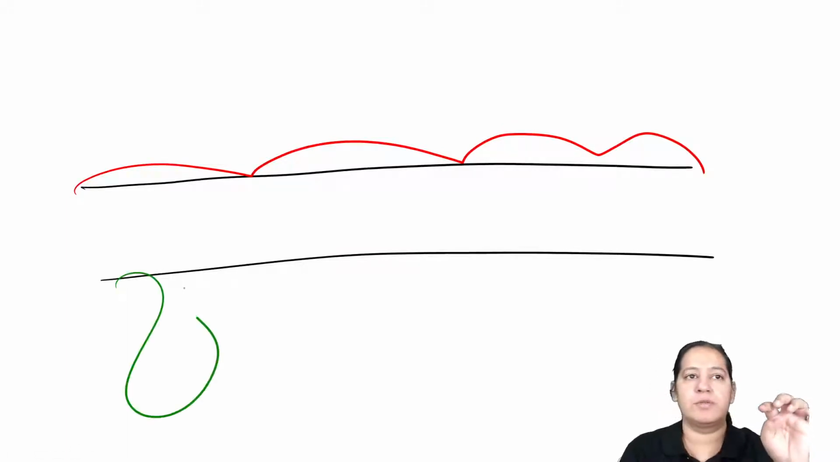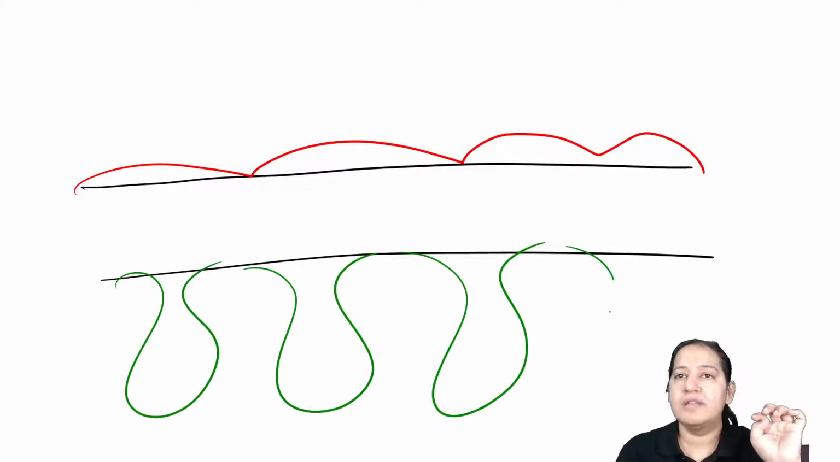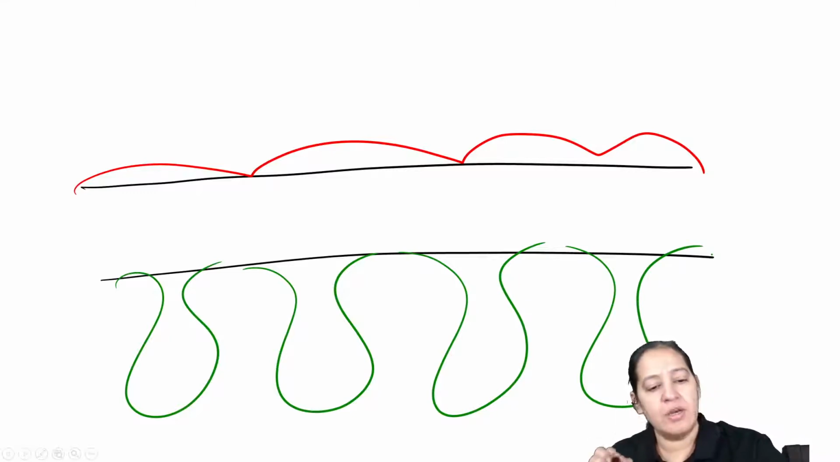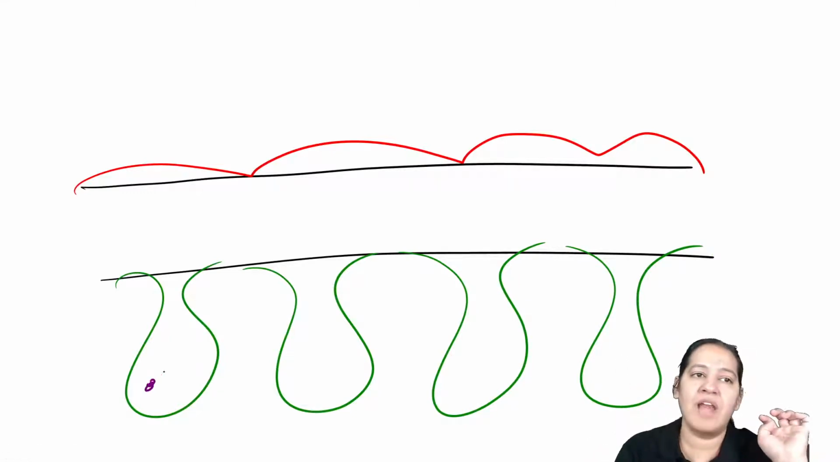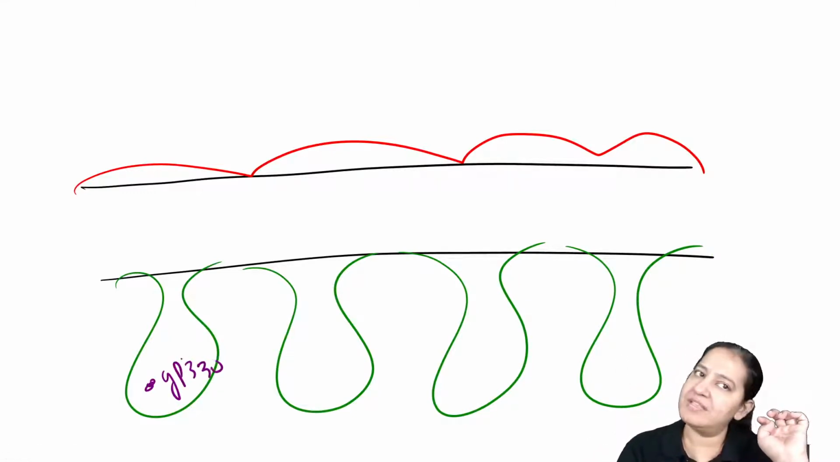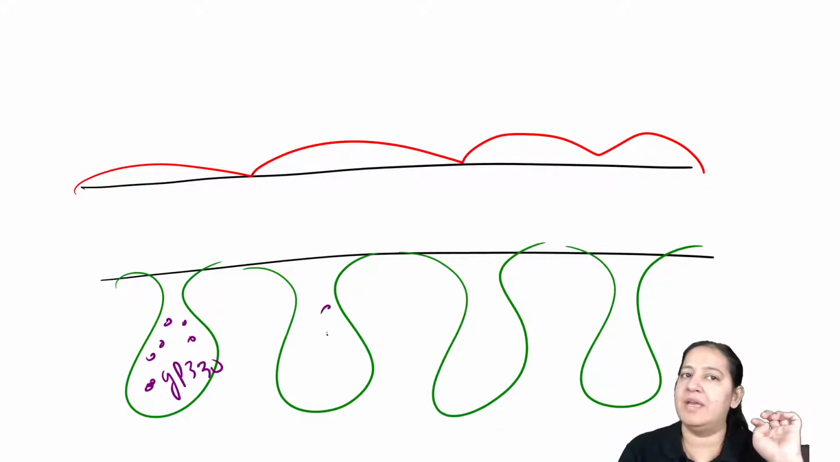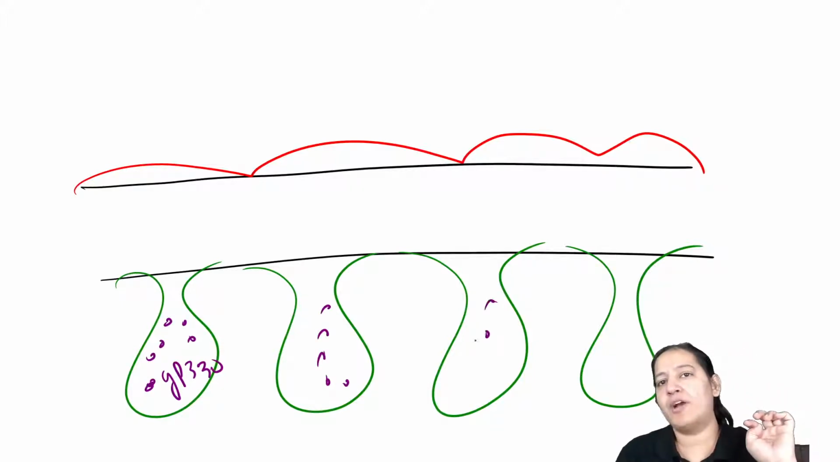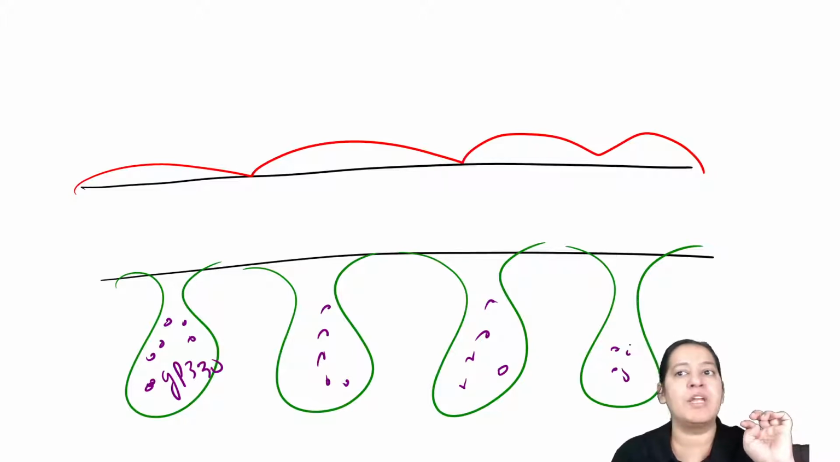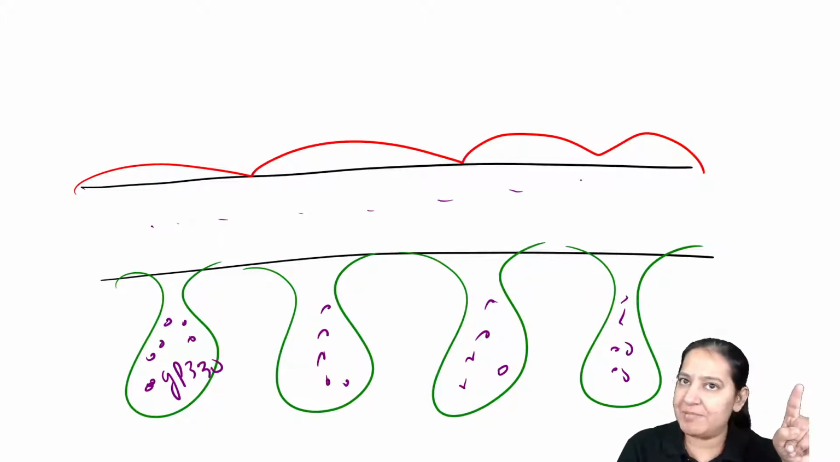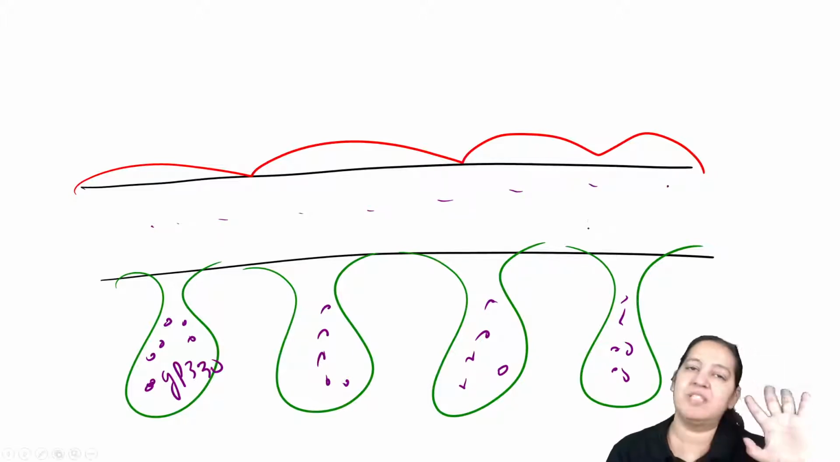Let me draw the visceral podocyte. On the visceral podocyte, there is an antigen. There is a protein or antigen which is known as glycoprotein 330. It is present in all of us, in you, in me, in everyone. GP330. So glycoprotein 330 is the antigen or protein present, like collagen is present in the basement membrane. In the same way, GP330 is present in the podocytes.